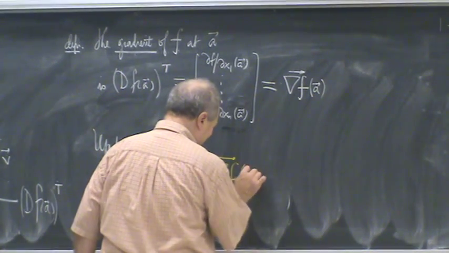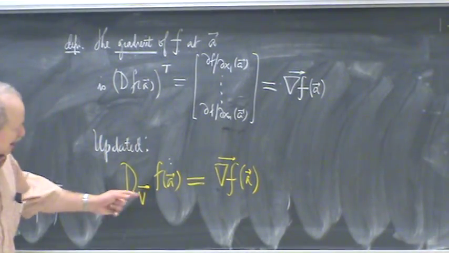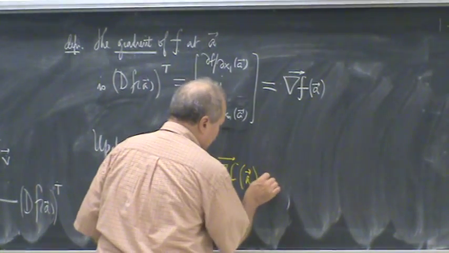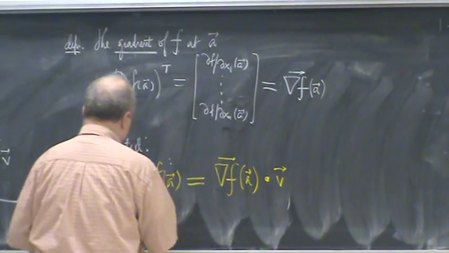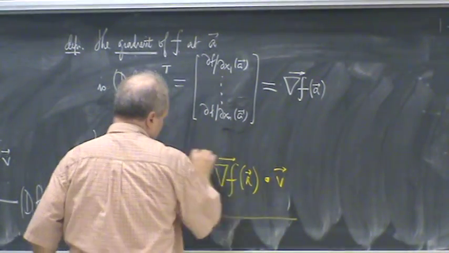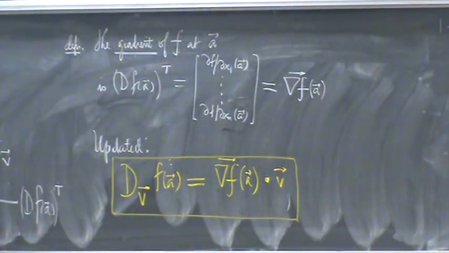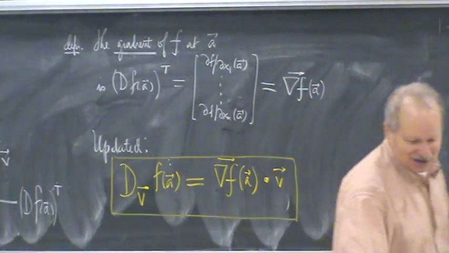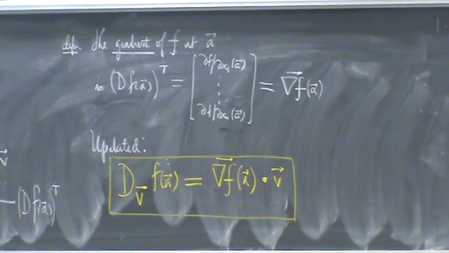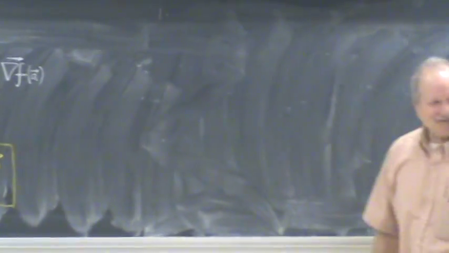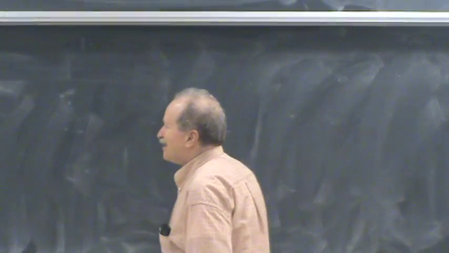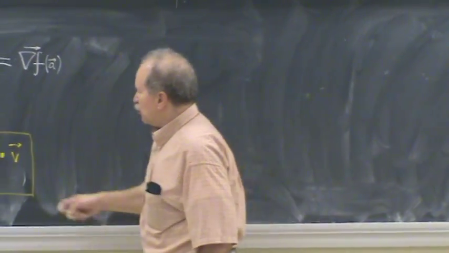So you're going to take the gradient of f at A, dotted with v. And this formula has all sorts of beautiful consequences. So what do we learn from this formula?